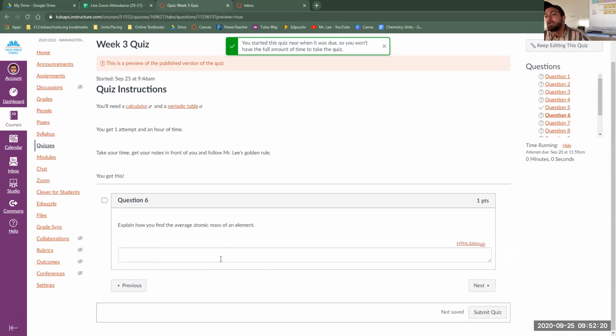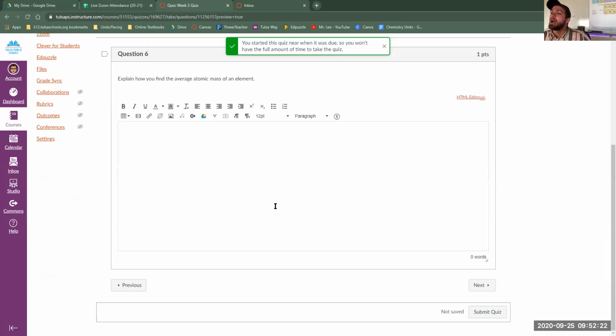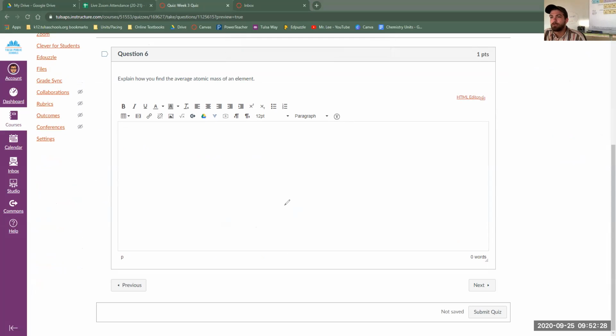Continuing on. Explain how you find the average atomic mass of an element. I would have accepted several answers here. You could have written out and explained that you multiply the fractional abundance or the relative abundance times the masses of each isotope and add those together. That would work. Some of you just gave me that formula. Atomic mass equals sum of A1M1 plus A2M2.